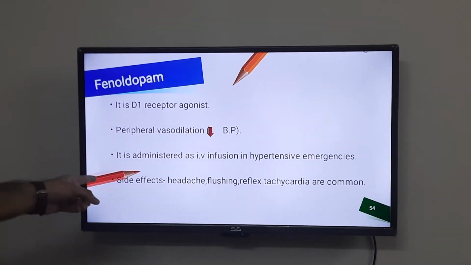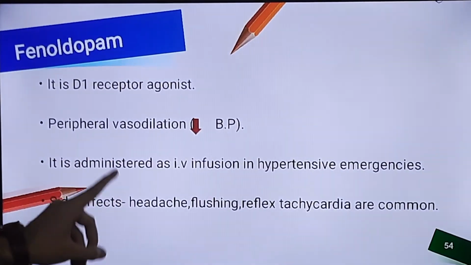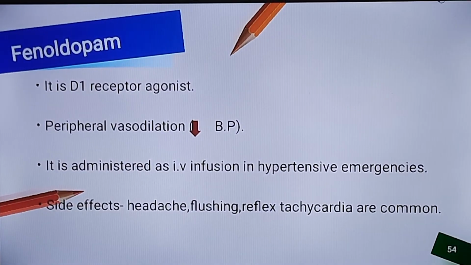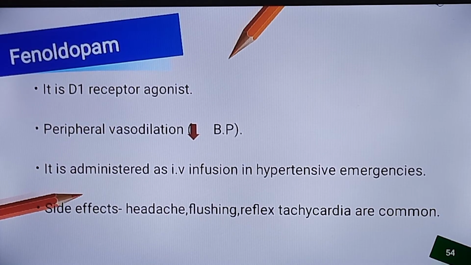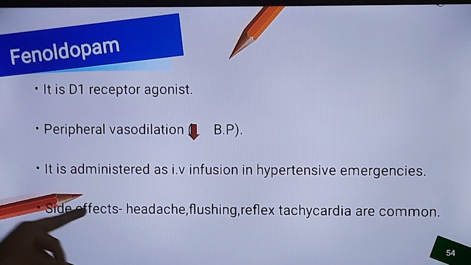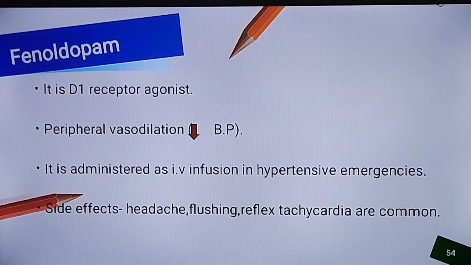So Fenoldopam is administered as IV infusion in cases of hypertensive emergencies, but it is having some kind of side effects. For example, headache, flushing, reflex tachycardia can be seen.